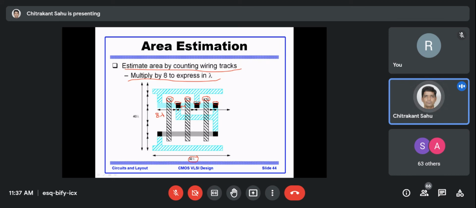Right. So you can say this is 8 lambda. And what is the size of this strip? You know that the size of this strip should be equal to 2 lambda, not 2, 4 lambda. Right. The size of this strip should be equal to 4 lambda always.